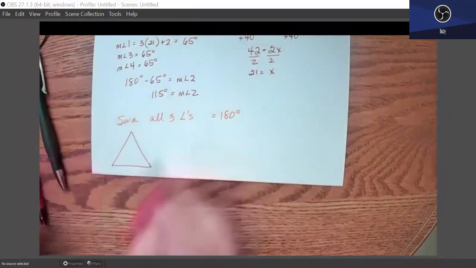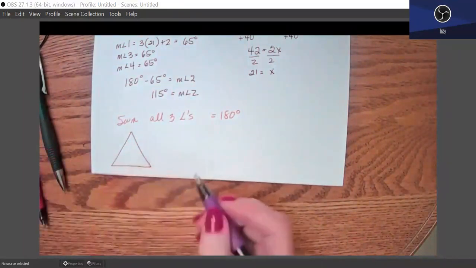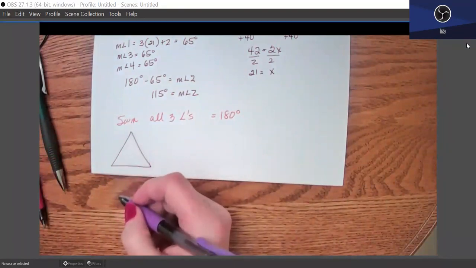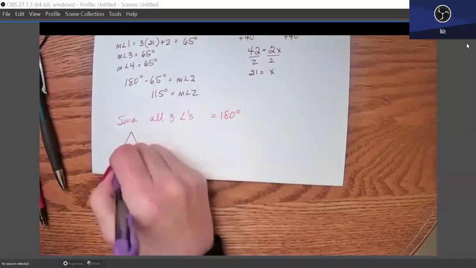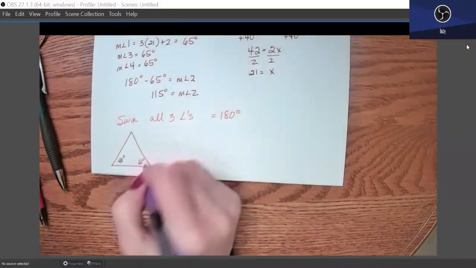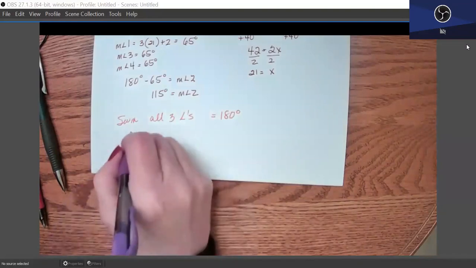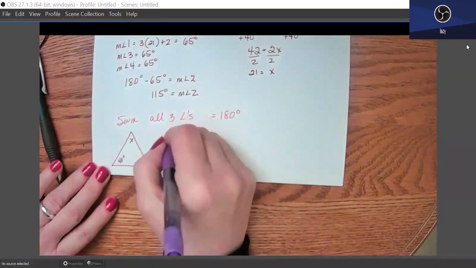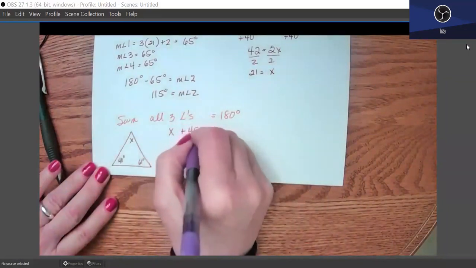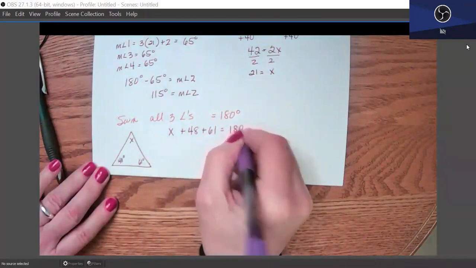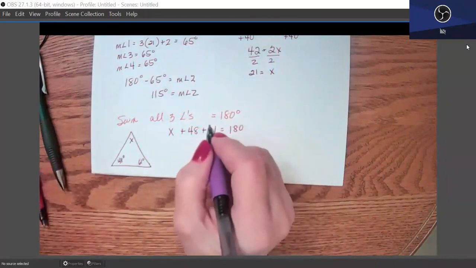You always have to read the diagram. You can't make any assumptions that just because the angles look equal does not mean that they are equal. So here, this is a 48-degree angle, and this is a 61-degree angle. And we want to find the measure of angle X. All right, so that would mean X plus 48 plus 61 is going to equal 180.